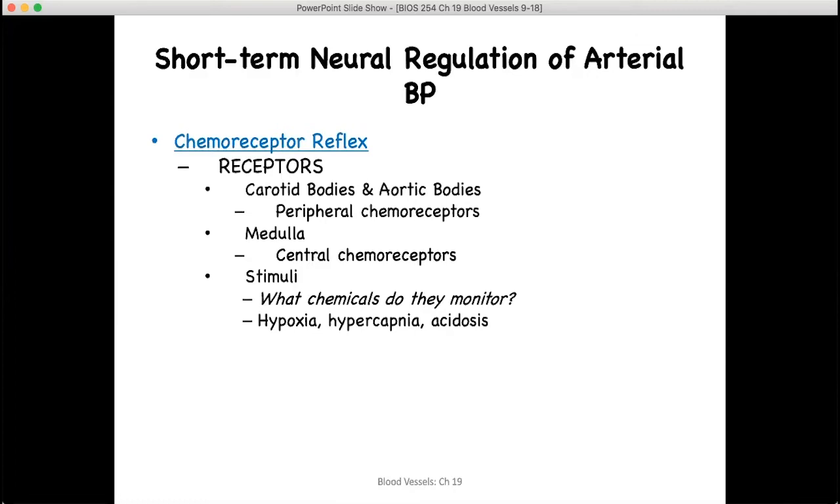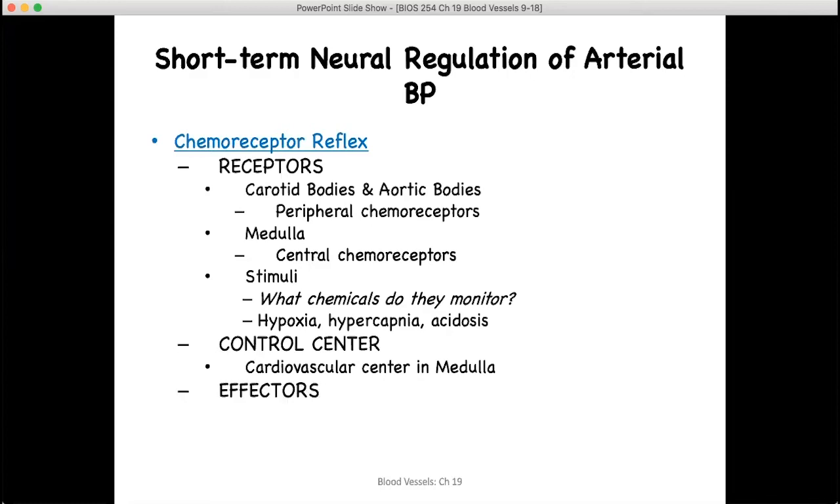Remember, the normal range for your pH is between 7.35 and 7.45. The control center will be the same center, the cardiovascular center in the medulla. The effectors will be the same: the heart, including the SA and the AV nodes, and the myocardium, and the smooth muscles within your blood vessels.